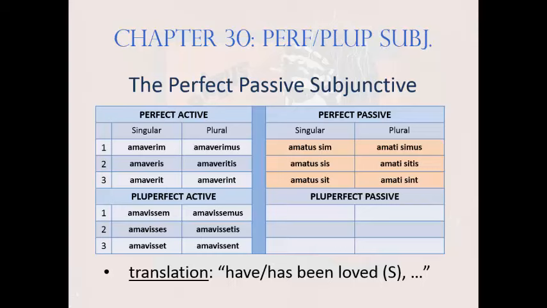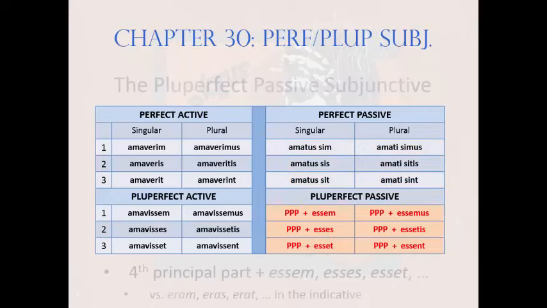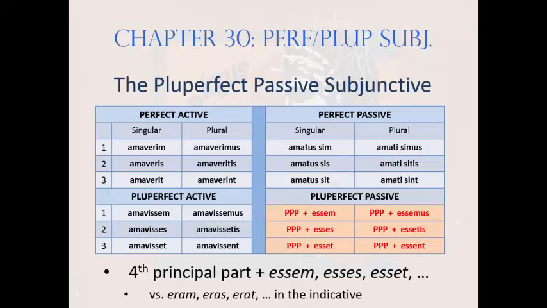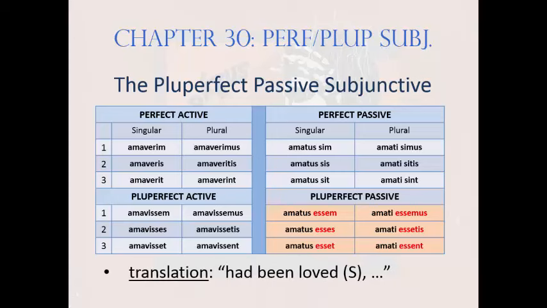Okay, you tell me what the pluperfect passive subjunctive will be. Duh, the perfect passive participle plus essem, esses, esset, the subjunctive counterpart of eram, eras, erat. For instance, amatus, or -a, or -um, essem, esses, esset. And in the plural, amati, or -ae, or -a, plus essemus, essetis, essent. And the translation? What else? Had been loved subjunctively. And that's it. That's all you need to know in terms of formation for this chapter.